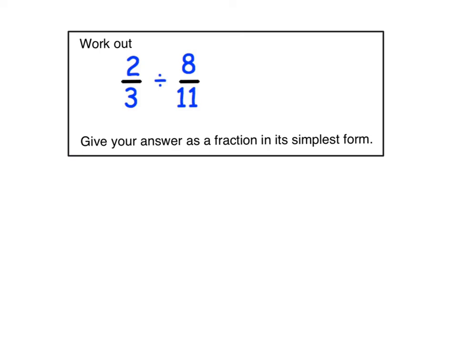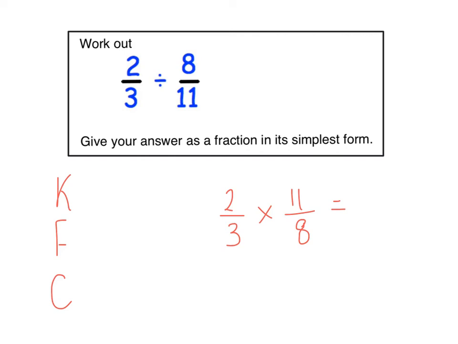So let's have a look at this one. We need to do KFC. We need to keep the first fraction. We need to flip the second fraction. And we need to change the sign to the opposite one. And then I just multiply as normal.